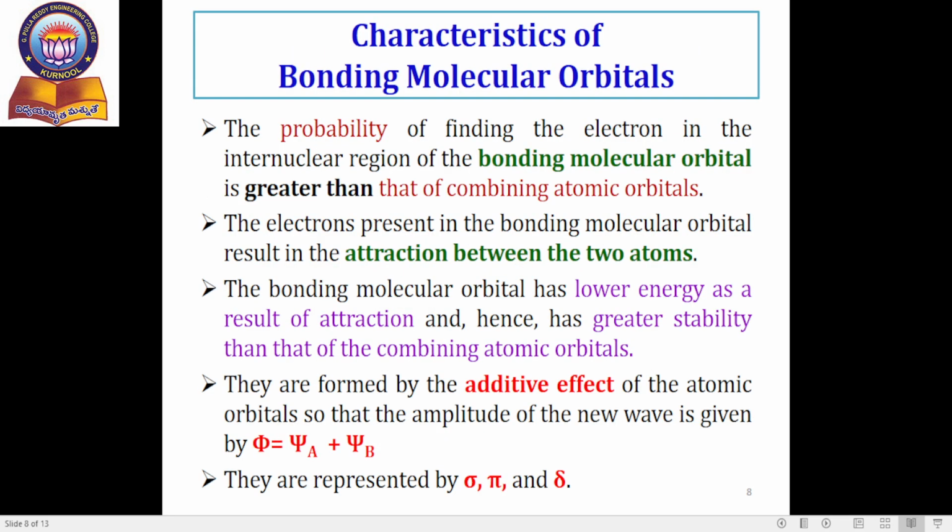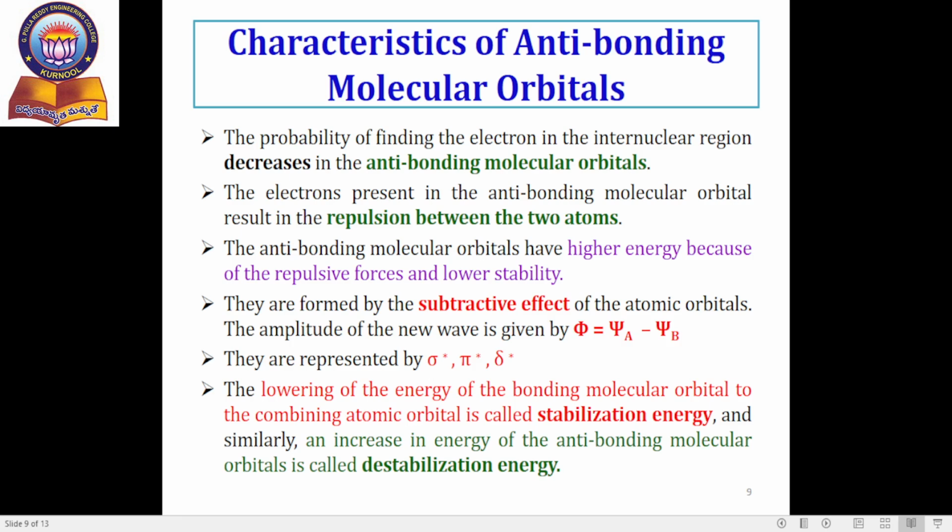Characteristics of bonding molecular orbitals. The probability of finding the electron in the internuclear region of the bonding molecular orbital is greater than that of the combining atomic orbitals. The electrons present in the bonding molecular orbital result in the attraction between the two atoms. The bonding molecular orbital has lower energy as a result of attraction and hence has greater stability than that of the combining atomic orbitals. They are formed by the additive effect of the atomic orbitals, so that the amplitude of the new wave is given by psi A plus psi B. They are represented by sigma, pi and delta.